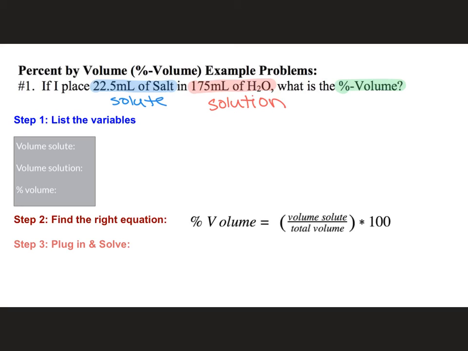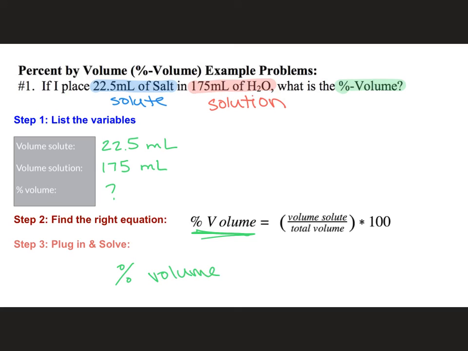You don't always need to write out all the variables like this, but it is a great way when you're starting to learn how to do questions like these in order to organize your thoughts. So the volume of the solute here is 22.5 milliliters. The volume of the solution is 175 milliliters. And the percent volume, we don't know. Next step is to find the right equation. It's already listed here. Again, you might have to practice reorganizing this equation in order to solve maybe for a different variable, but in this case we are solving for the percent volume, so we can keep this equation as is. And then we plug in and solve.